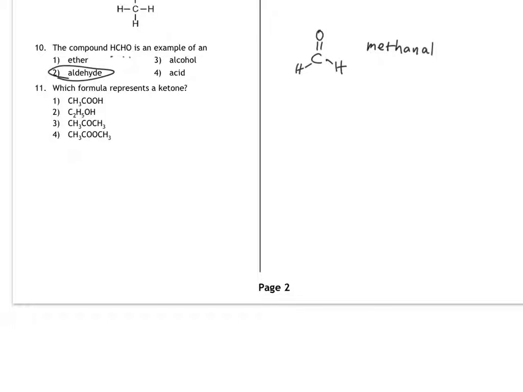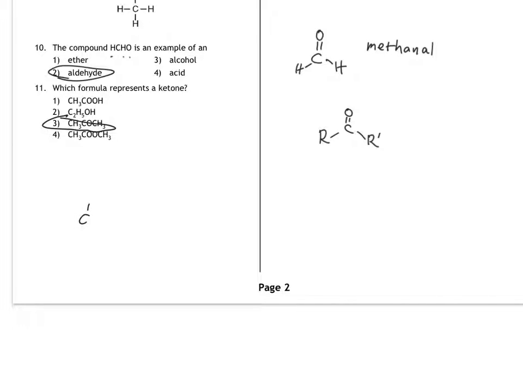So different but similar set of skills is number 11, which formula represents a ketone. Ketones are a little bit different because they actually have an R group on both sides, whereas in an aldehyde you only have an R group on one side and the other side has to be hydrogen. This is ketones, so they have a parent on both sides of that central carbon. So the one that stands out to me as probably being a ketone is choice 3, but I can draw it to make that more clear.